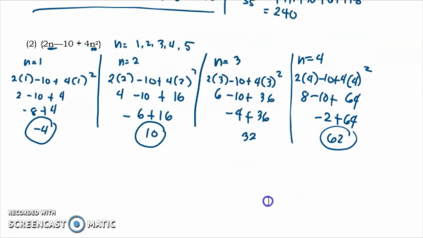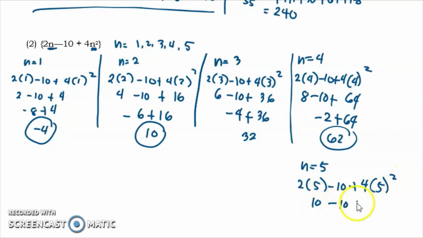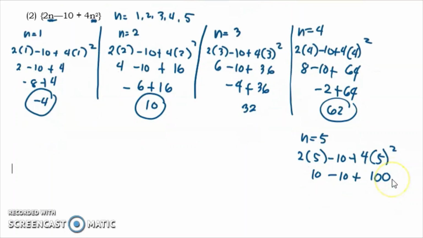We have n equals 5. So, you will have 2 times 5 minus 10 plus 4 times 5 squared. So, this is 10 minus 10 plus 4 times what is 5 squared? 25 times 4. Diretso na natin. 25 times 4 is 100. Correct. So, 10 minus 10, 0 na to, plus 100.